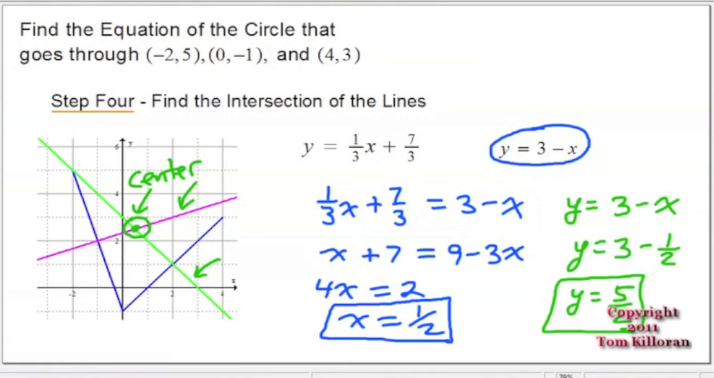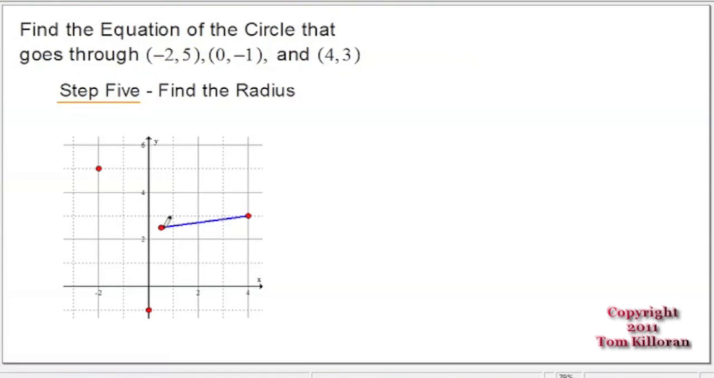Alright, so now that I have the center point at (1/2, 5/2), I want to find the radius of this circle. That would be my step 5. Find the distance between this point and any point on the circle. Now these 3 points here are the original 3 points, (-2, 5), (0, -1), and (4, 3). Don't go back to the midpoints.